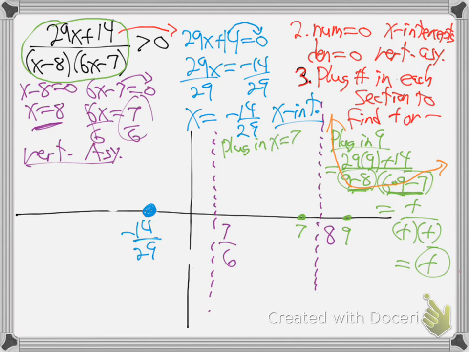X equals 7. This other one was plugging in x is 9. So plug in 7 back here again. So 29 times 7 plus 14 over, plugging in 7. So I'm plugging in 7 here, 7 here, 7 here, right? 7 minus 8 and 6 times 7 minus 7.